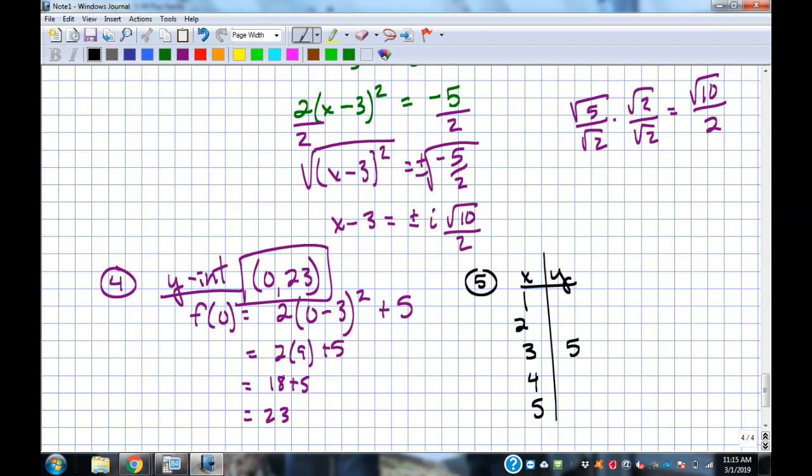If your vertex happens to be a fraction, still pick easy numbers. I wouldn't pick other fractions to plug in because that just complicates it, right? Because you're picking the x values, you pick the ones you want to. The vertex is the only one that's decided for you already. So pick easy numbers there. So I'm going to pick 2 and 1, 4 and 5.